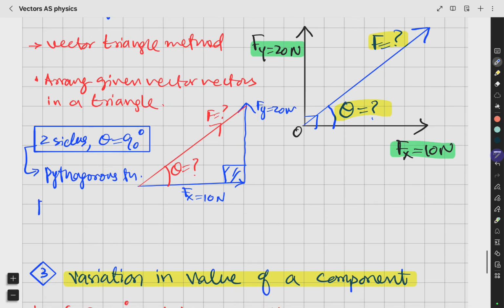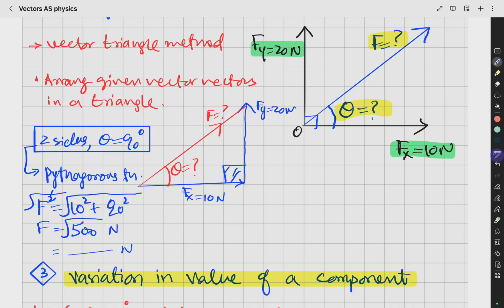Okay, so you will say F squared is 10 squared plus 20 squared, and then you take the square root. So this is 100 plus 400, so this is the square root of 500. So this will be your answer. You just convert it into the decimal.